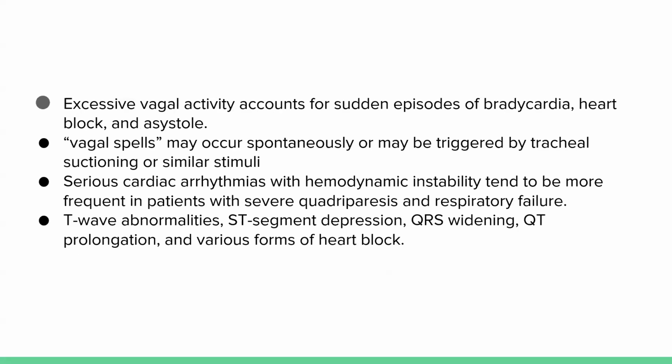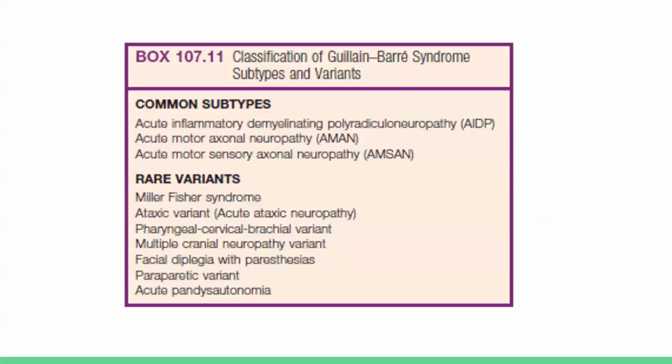These are called vagal spells. When there is excessive vagal activity, the patient will have bradycardia or asystole or heart block. And this can happen spontaneously or when you're just doing tracheal suctioning. So we have to be aware of that. We have to monitor these patients. Especially severe cardiac arrhythmias with hemodynamic instability are usually found in quadriparetic patients who would require ventilation for respiratory failure.